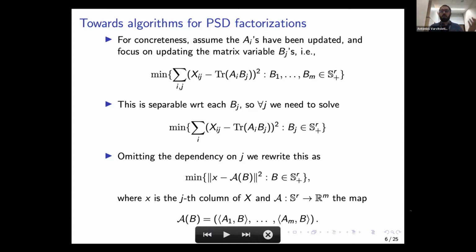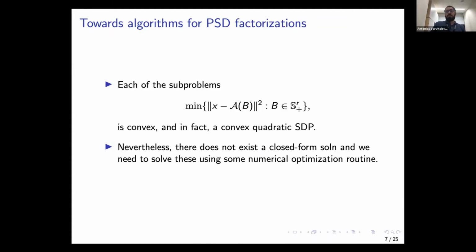So long story short, doing this coordinate descent approach, this is the type of thing we need to solve. At each iteration, we will need to solve an optimization problem of this form. Again, any questions, comments? Please feel free to interrupt. I'm not really keeping track of the chat.